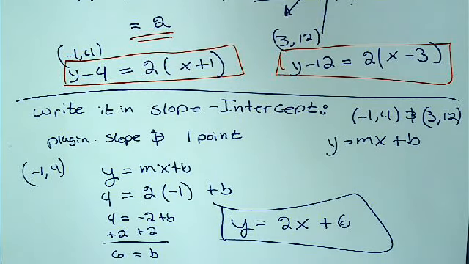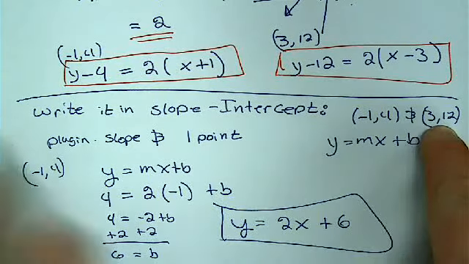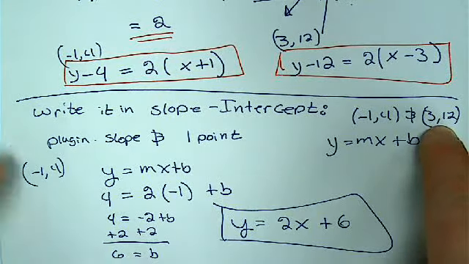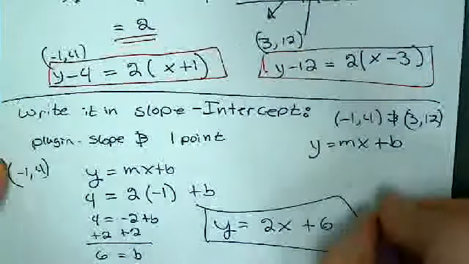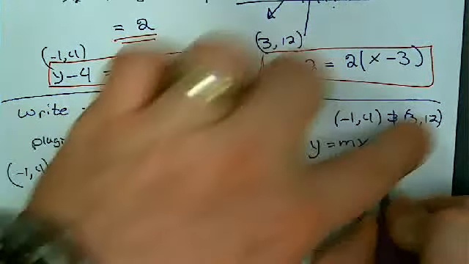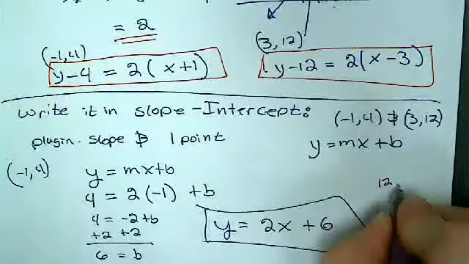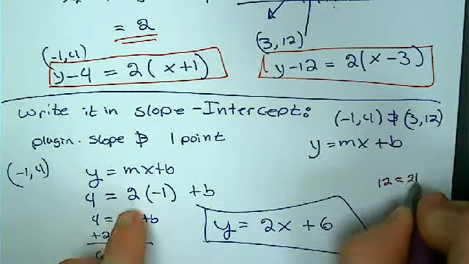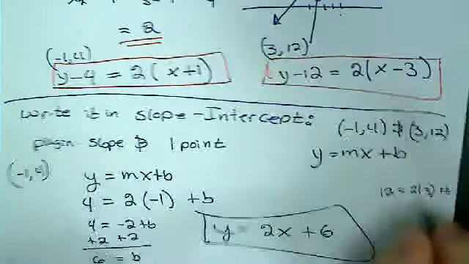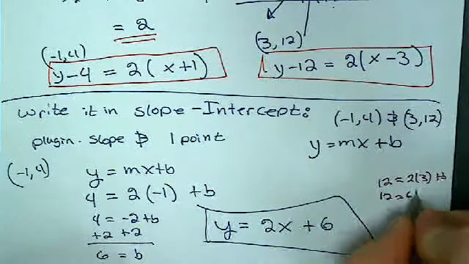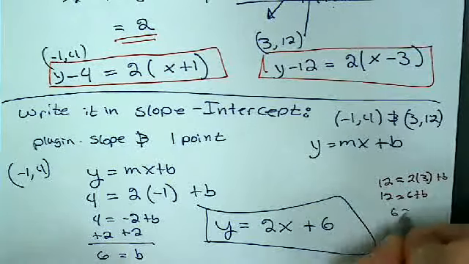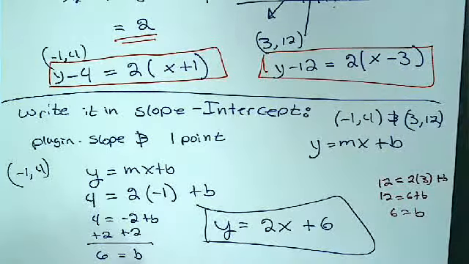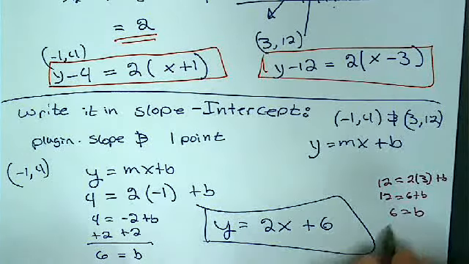No, if you use the other point, 3, 12, you'll still get 6. Here, I'll put it over here in the margin. Let's see. y was 12. Slope was 2 times 3 plus b. That's 12 equals 6 plus b. Subtract 6. 6 is still b. Which would then go right there.